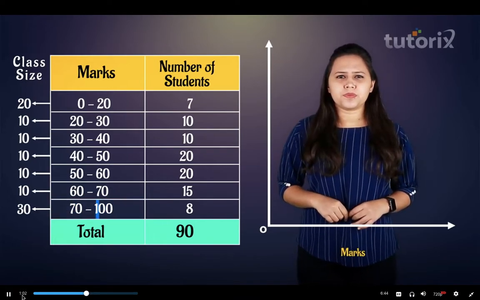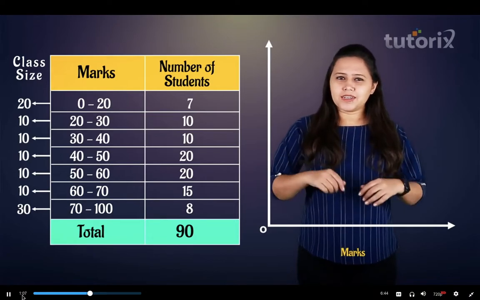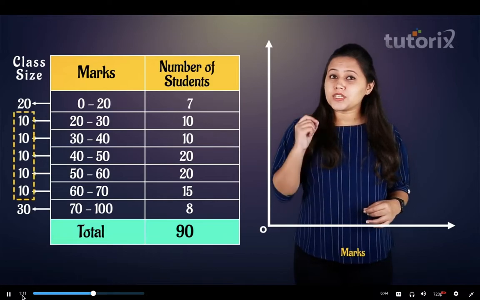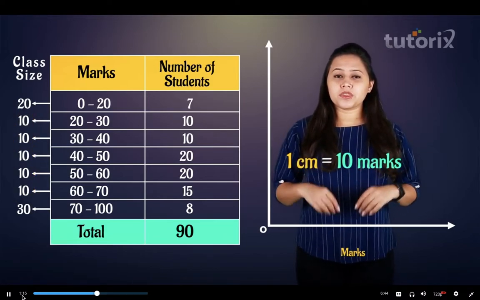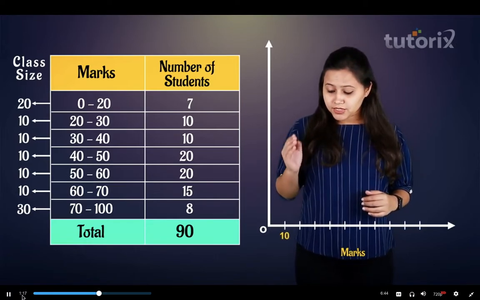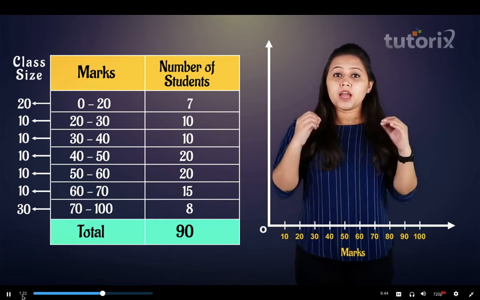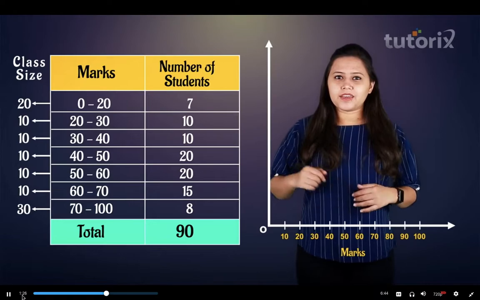70 to 100. Here above means 100, right? Because the maximum mark is 100. Since the lowest class size is 10, let's choose the scale as 1 centimeter is equal to 10 marks. Thus, the markings are 10, 20, 30 and so on. As the interval is starting from 0, we don't need to mark a kink here.